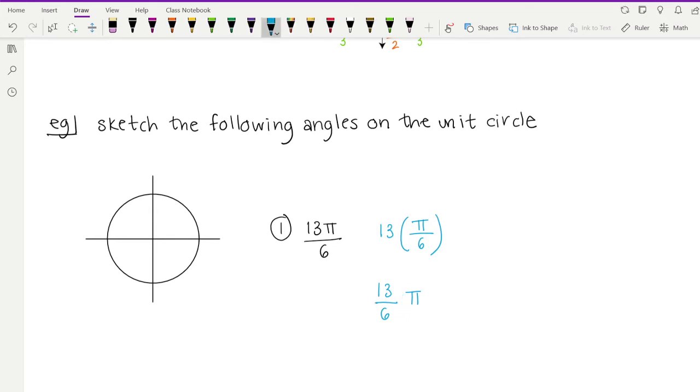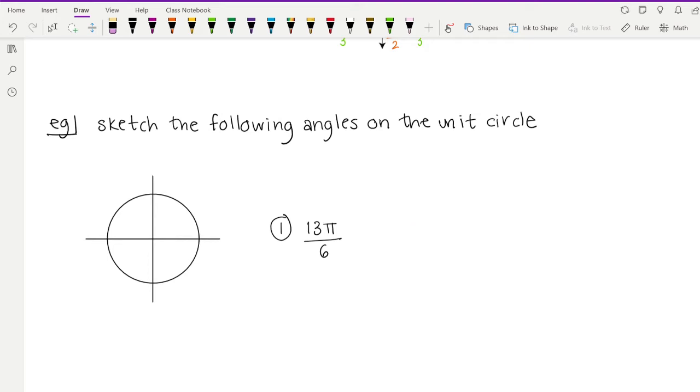And so if 13 over 6 is bigger than 2, that means that 13 over 6 times pi is bigger than 2 pi. And so that tells us that this angle is not between 0 and 2 pi. This is going to be one of those angles where you go all the way around in a circle and then you kind of loop back. And so what we need to figure out is basically how much do you need to loop back in order to figure out what this angle looks like.